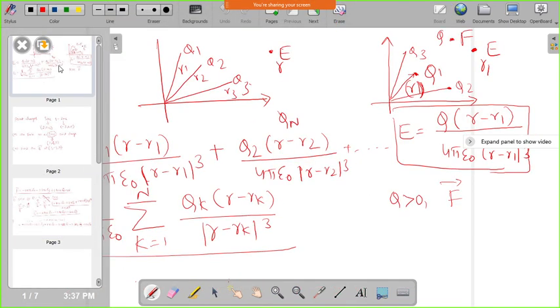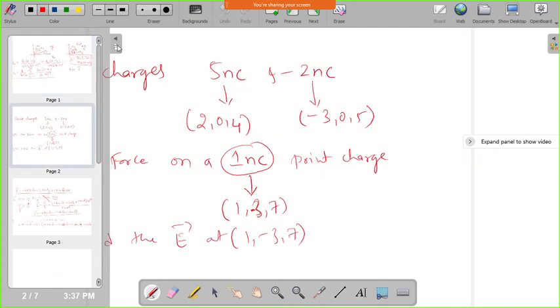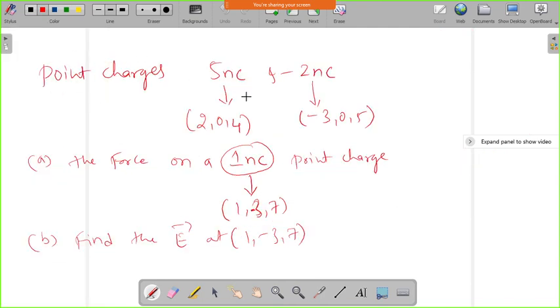See, this is the question. Two point charges, 5 nanocoulomb and minus 2 nanocoulomb, are located at (2, 0, 4) and (-3, 0, 5). First, find the force on a 1 nanocoulomb point charge at the given location. Second, find the electric field at this point itself. This is the question.